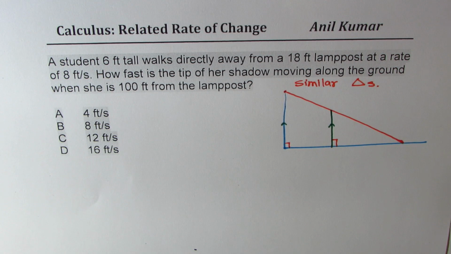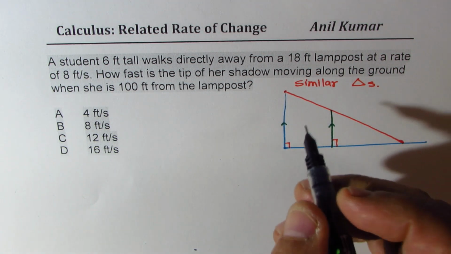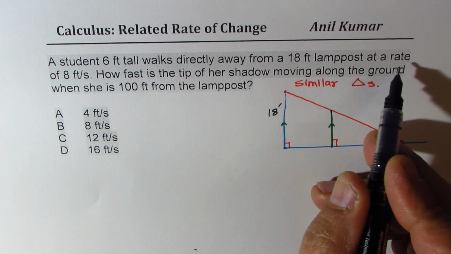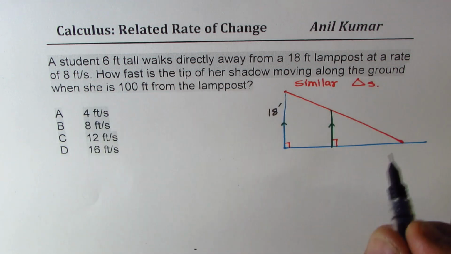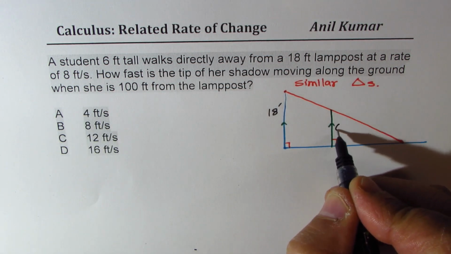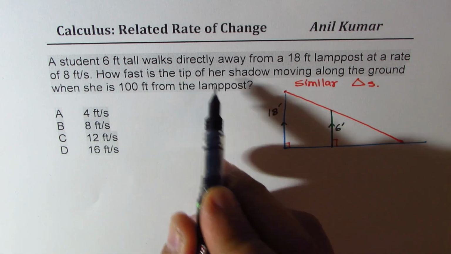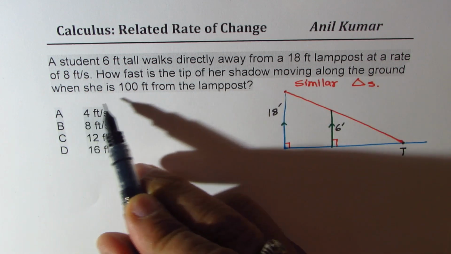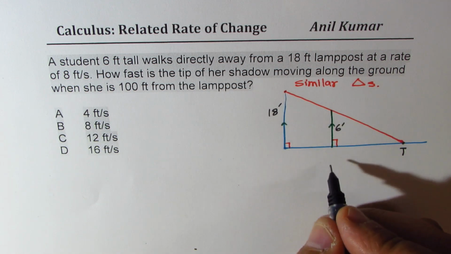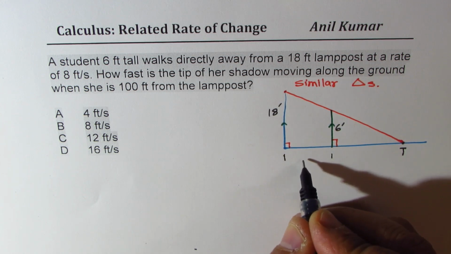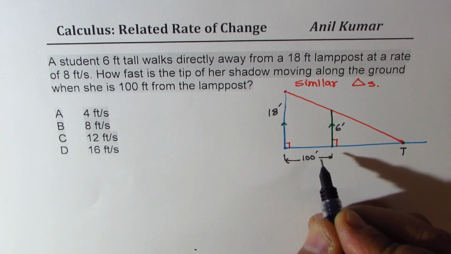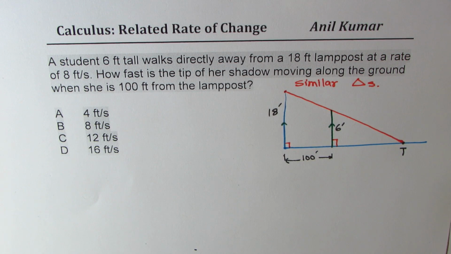Okay, let's label. We have this lamppost which is 18 feet, so I'm just writing 18 feet here. And the 6 feet tall student, so this is 6 feet. How fast is the tip? We'll call this point the tip of the shadow moving along the ground when she is 100 feet from the lamppost. So when this distance is 100. Definitely the diagram is not to scale, but okay. Now that is the situation.